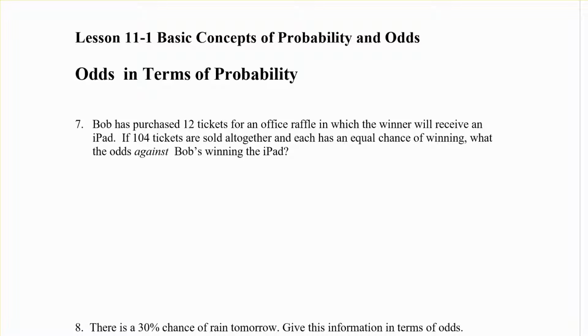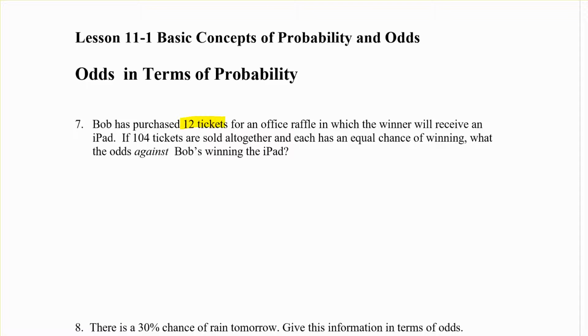For these next few examples, let's look at some situations involving odds and probability. Let's look at question 7. Bob has purchased 12 tickets for an office raffle in which the winner will receive an iPad. If 104 tickets are sold altogether and each has an equal chance of winning, what are the odds against Bob's winning the iPad? Well, first, since he purchased multiple tickets, he's increased his chances of winning the prize.